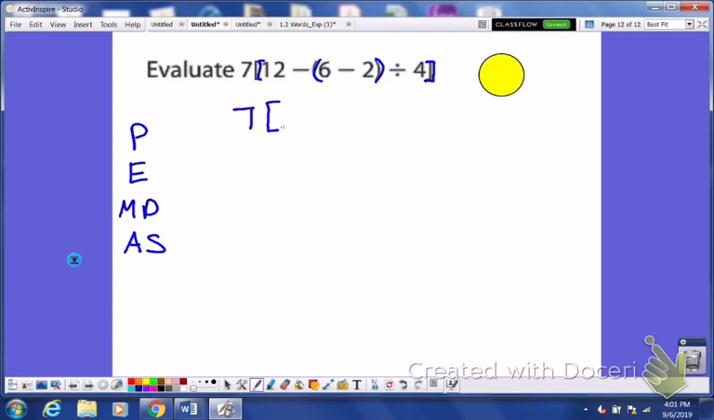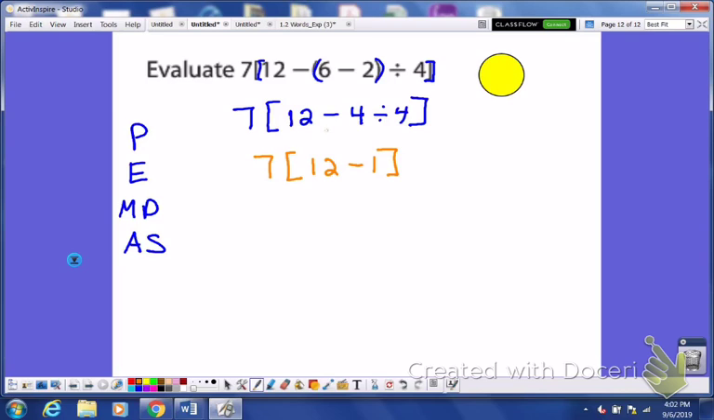So rewriting, because we show every step. We don't just write answers, we don't just put this in our calculator. So 6 minus 2 gives us 4, so we now have 7 times 12 minus 4 divided by 4. So now inside of those brackets, I see division and I see subtraction. Division comes before subtraction, so 12 minus 4 divided by 4 is 11.